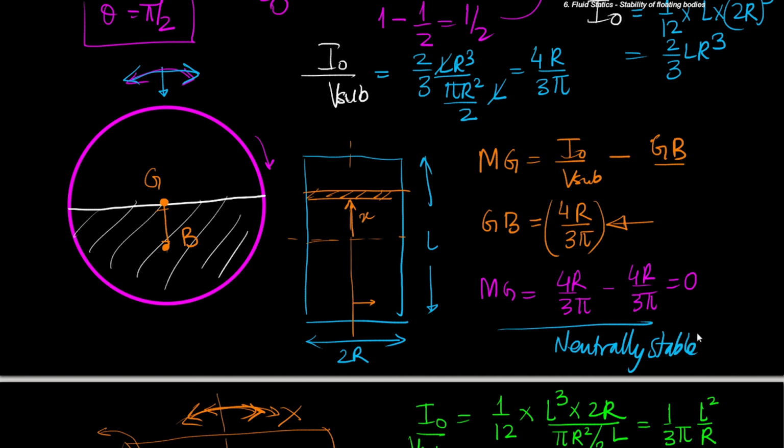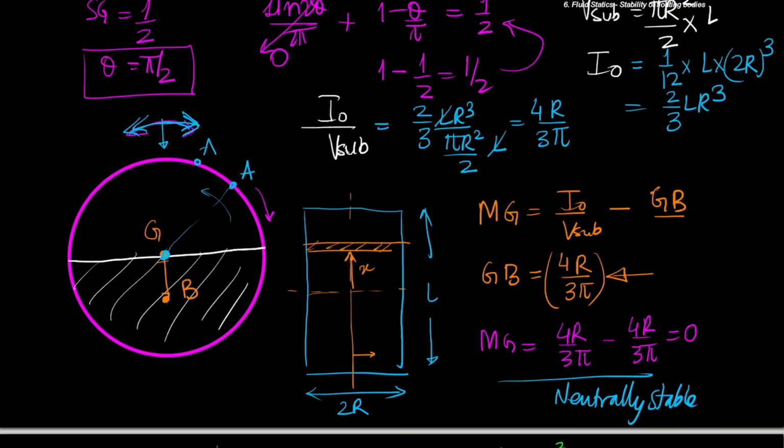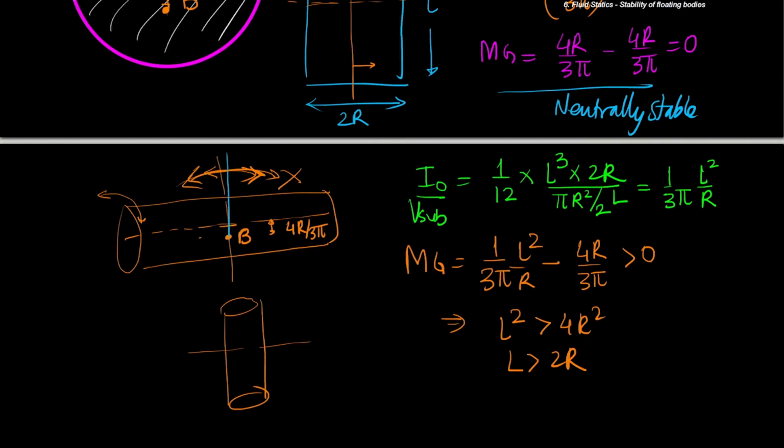There is no net moment causing it to become unstable or restoring. And it is obvious because this entire shape is sort of axisymmetric about rotation. So if I mark this point as A, even if I rotate this, point A will come here, but the water line and the submerged volume will still remain the same. So this is sort of neutrally stable along this axis. But along this axis, we have analyzed and found out a condition for stability.